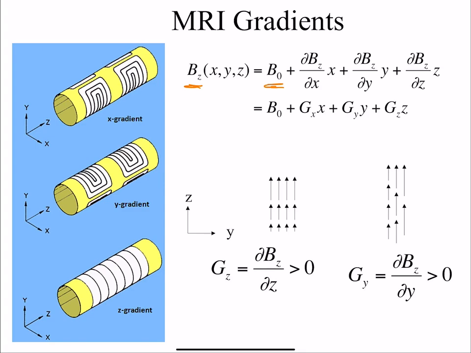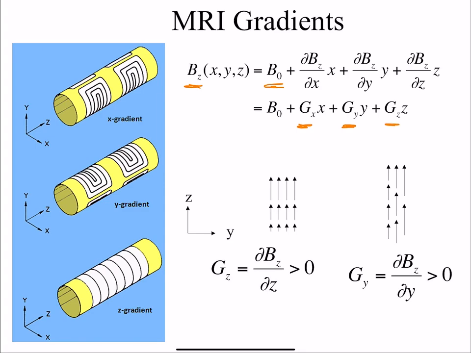On top of that, we're going to add gradients. So we're going to have dBz/dx, dBz/dy, and dBz/dz. These are how the field varies in the x, y, and z direction, but it's always the z component that we're going to be talking about. So what we write is those partial derivatives as the gradient in x, the gradient in y, and the gradient in z.